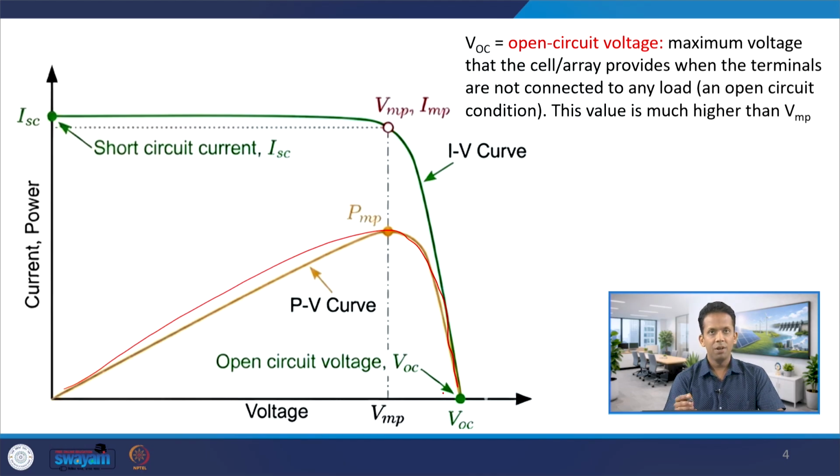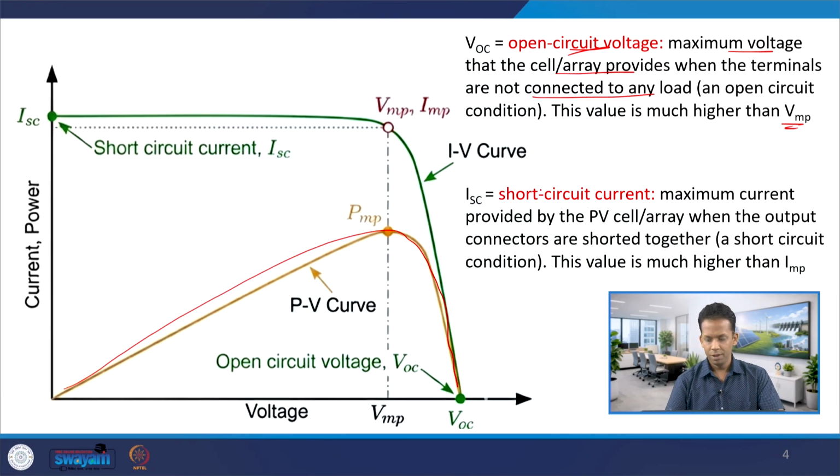As per the definition I have already mentioned, open circuit voltage is the maximum voltage that a cell or array provides when terminals are not connected to any load. It's an open circuit condition, and this value is much higher than the maximum power voltage, the voltage which can be achieved at the maximum power point. Similarly, short circuit current is the maximum current provided by a PV cell or array when output connectors are shorted together. That's the short circuit condition, and this value is much higher than IMP, the value of current at maximum power.